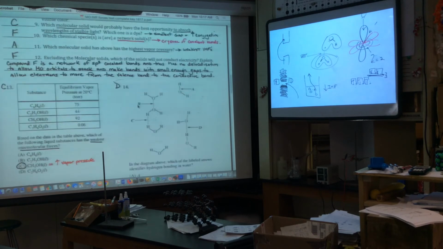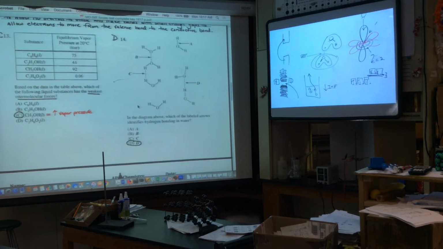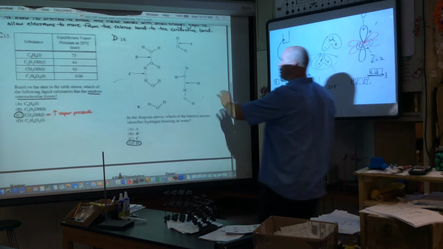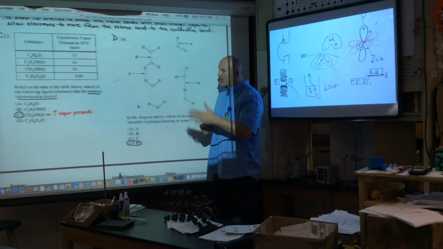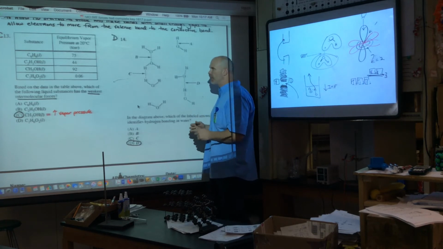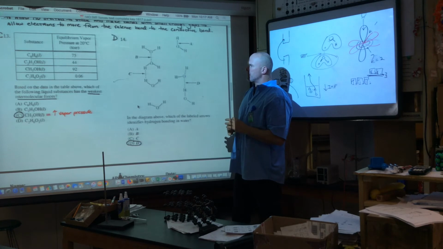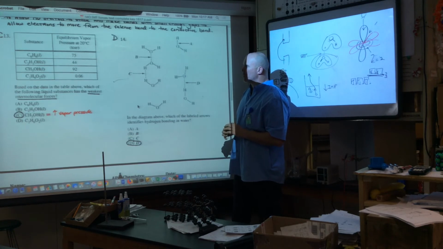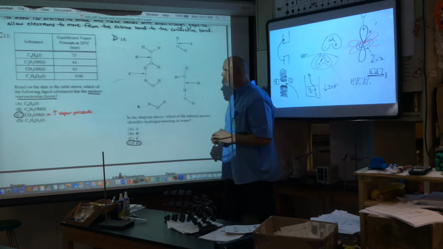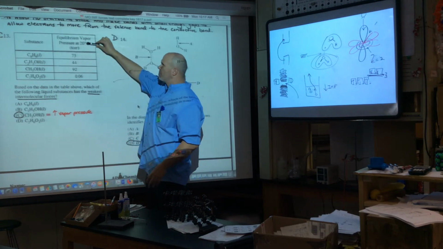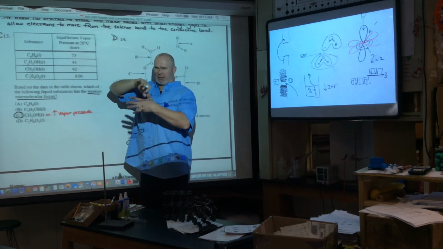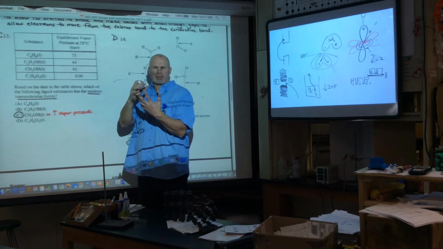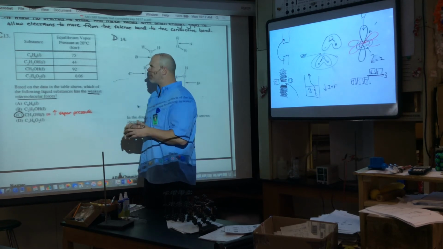Now we're going to get to actual multiple choice questions from a previously released AP exam. Based on the data above, which of the following liquids has the weakest intermolecular forces? Well, look at the vapor pressure. Don't get lost in equilibrium pressure. Equilibrium just means in a container. Let them reach equilibrium. That's how we actually measure vapor pressure. We'll talk more about that when we get to equilibrium.